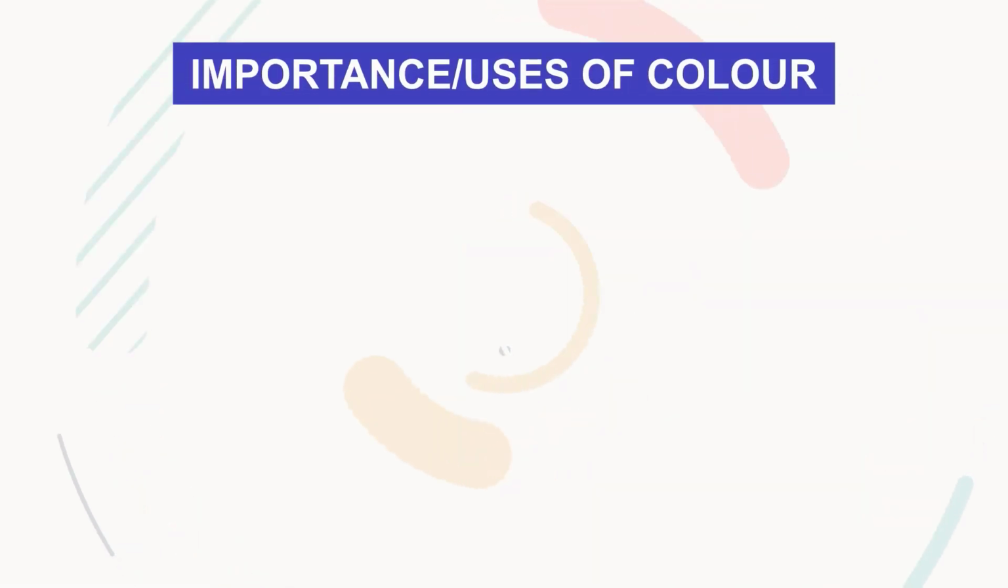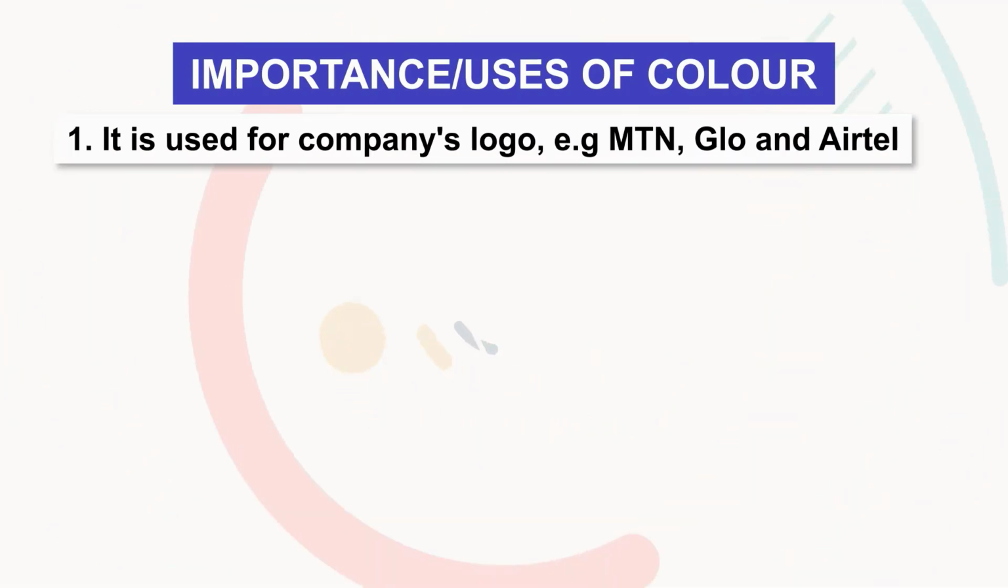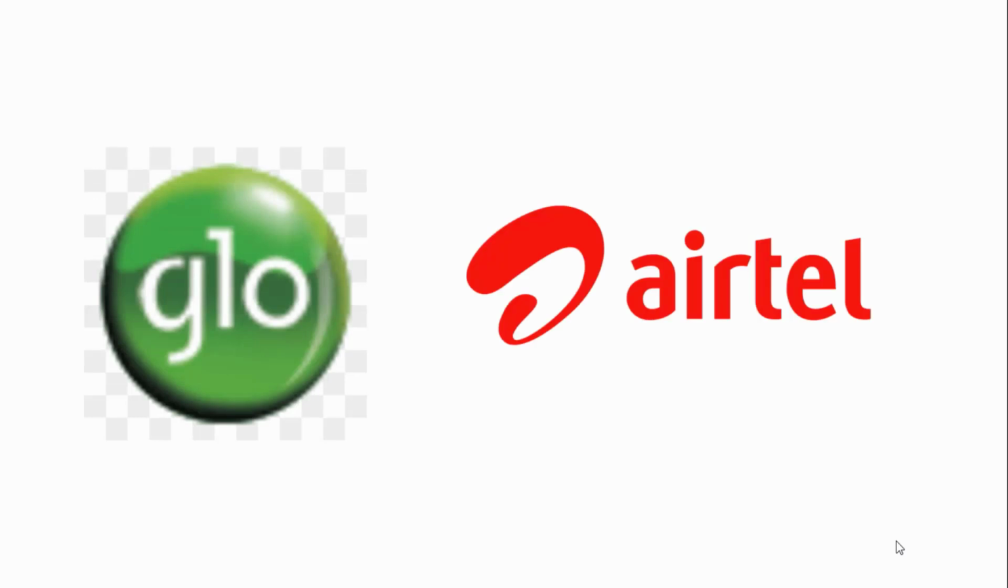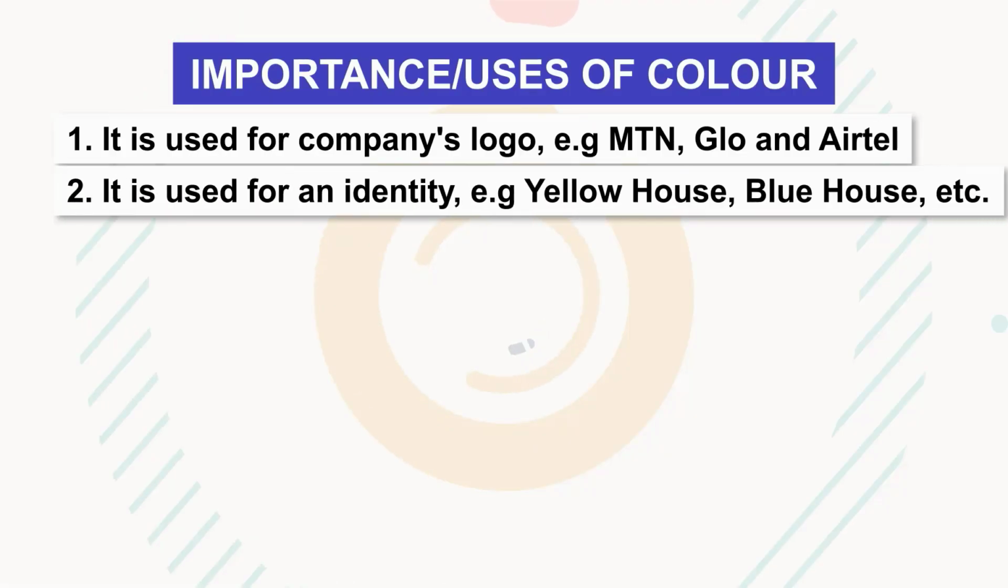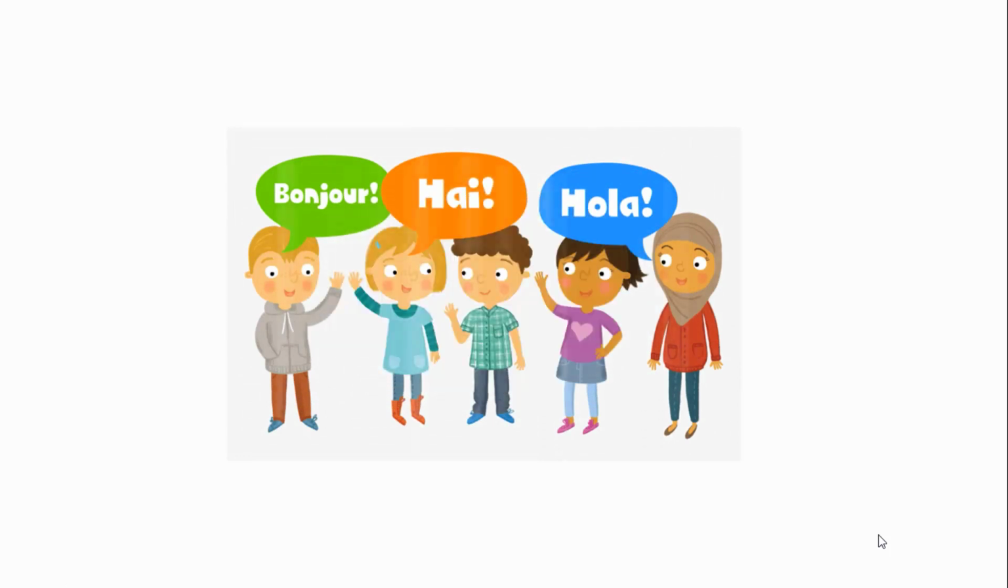Importance or uses of color. Number 1, it is used for company's logo, e.g., MTN, Glo, and Airtel. Number 2, it is used for identity, e.g., yellow house, blue house, etc.